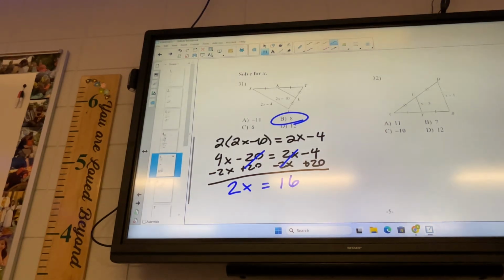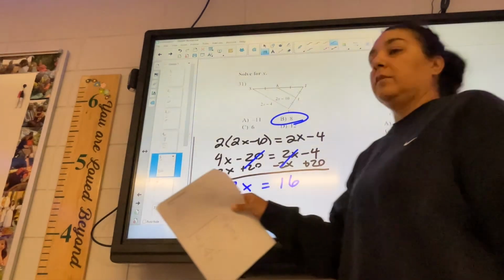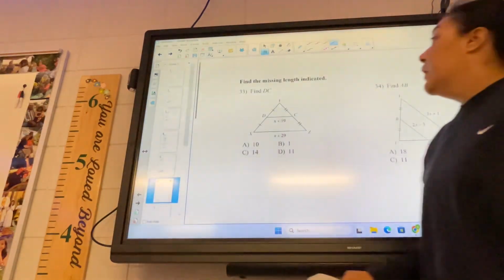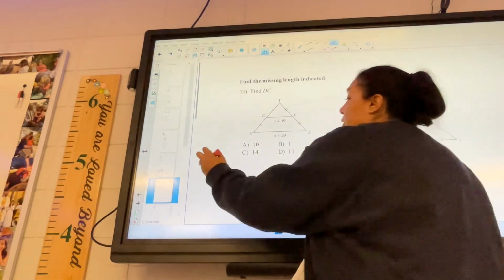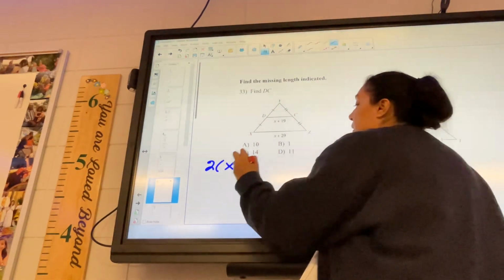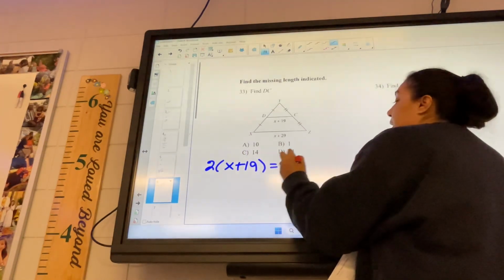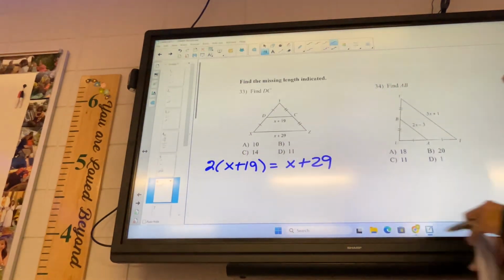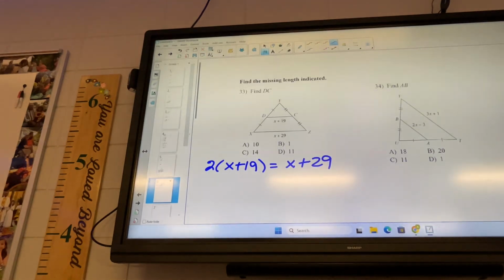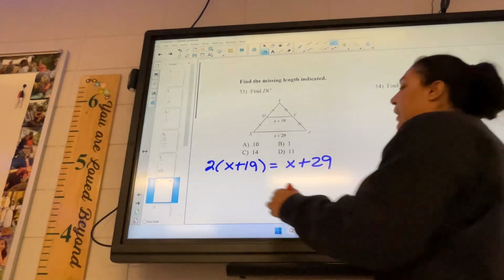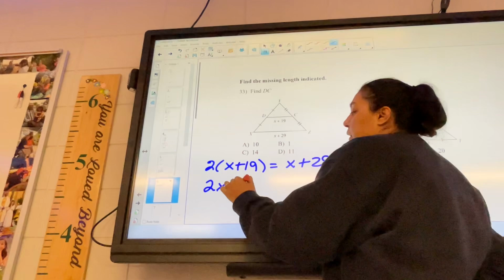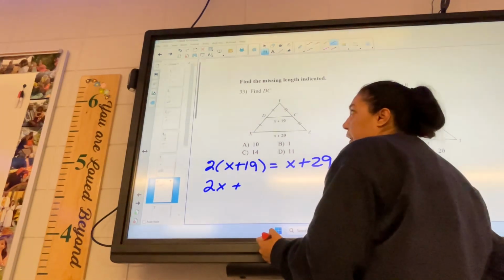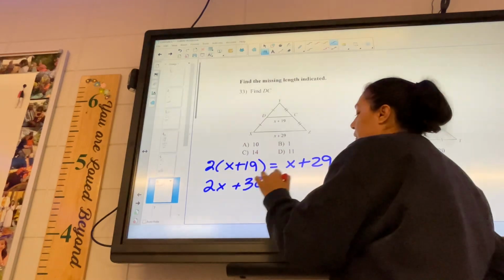We got one more. Okay, 33, you're gonna still set up the same way. So 2 times the small, so x plus 19 equals my big, x plus 29. Okay, so I'm gonna get 2x. What is 2 times 19, somebody? 48? No, 38. 38. Thank you.